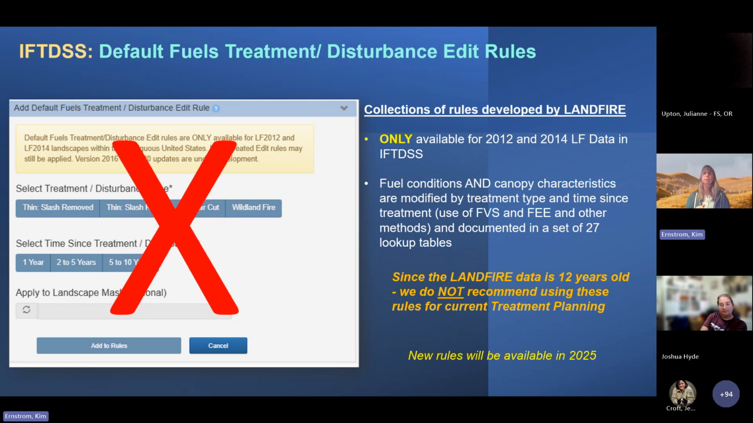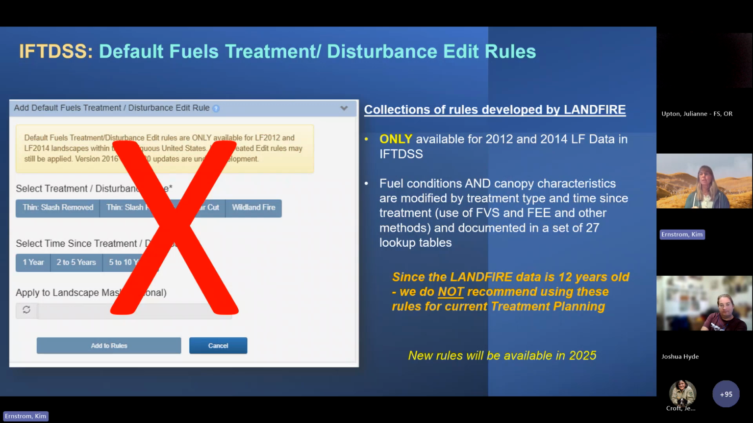So we've had folks going in there and using these rules for those data sets. And what I want to do is recommend not using those rules right now. That's why I really want to focus on the user created rules and how to build your own rules, at least for now. We're developing new rules and working with Landfire to develop those rules. We won't have those available until next year. So in the meantime, I really want to talk about the user created rules, and let's steer away from these default rules, at least for now.